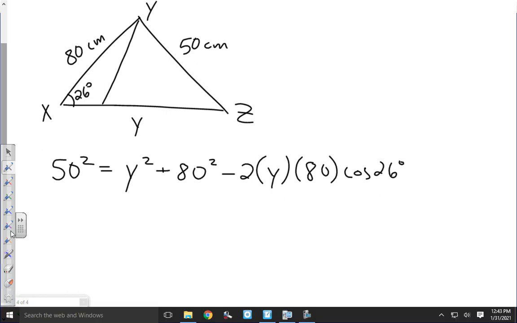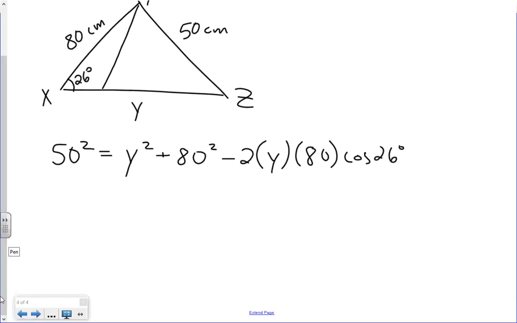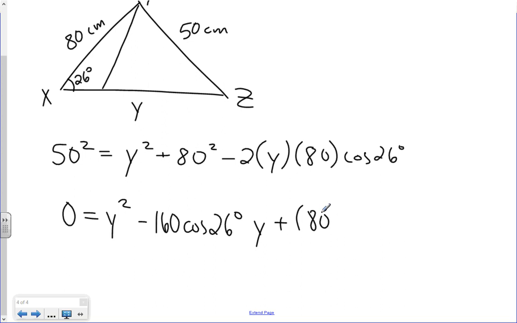All right, so let's go ahead and solve this. I'm going to move the 50 squared to the other side. So we'll have 0 is equal to y squared. I'm going to put the y term next, and I'm going to write it as minus 2 times 80, which is 160, cosine of 26 degrees. And then I'll put the y at the end, so I've got a constant times y. And then I've got the plus 80 squared, and I'm going to subtract the 50 squared to move that over to the other side.